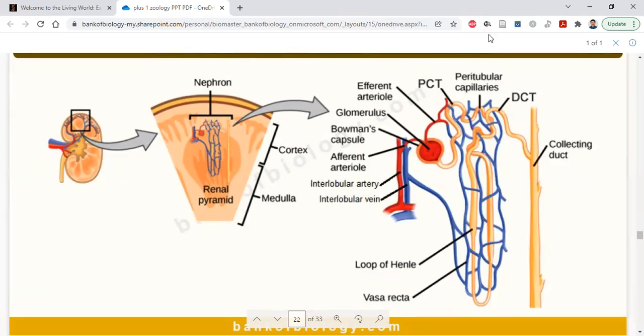Okay, in the next video we will see how the urine is formed.